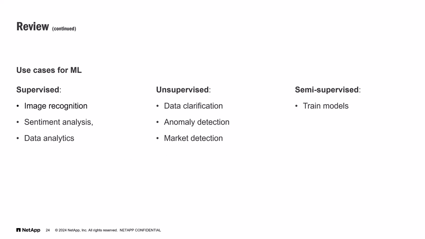There are many use cases for each type of machine learning. Supervised is great for classifying data, unsupervised is good at detecting patterns and anomalies in data, and semi-supervised is great at training models.